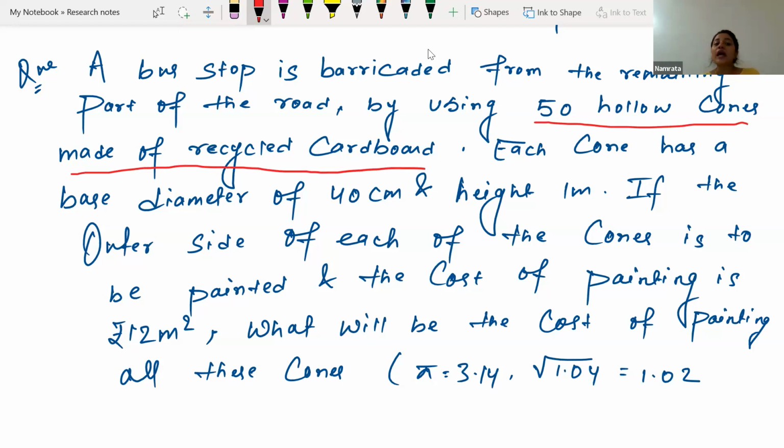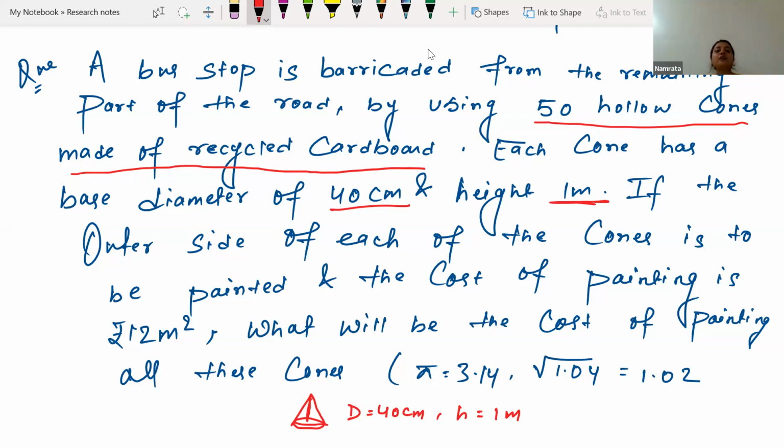All right. Each cone has a base diameter of 40 centimeter. If I am drawing a cone over here, base diameter D is given as 40 centimeter and height is given as 1 meter. Okay. See the unit. Units are different. One is centimeter, another is meter. So the very first thing we have to do is to make the unit same. Both the units must be exactly same, either meter, meter or centimeter, centimeter.